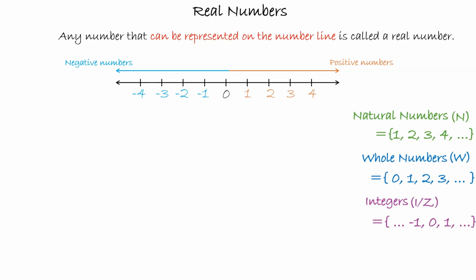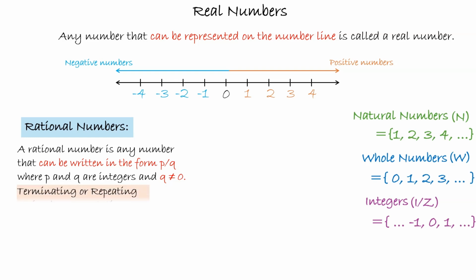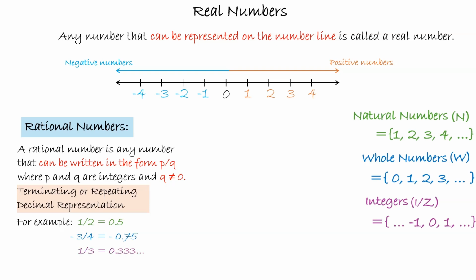The gaps between the integers are filled by rational and irrational numbers. A rational number is any number that can be written in the form p by q, where p and q are integers and the denominator q is not 0. Rational numbers have terminating or repeating decimal representation. For example, 1 by 2, minus 3 by 4, and 1 by 3.